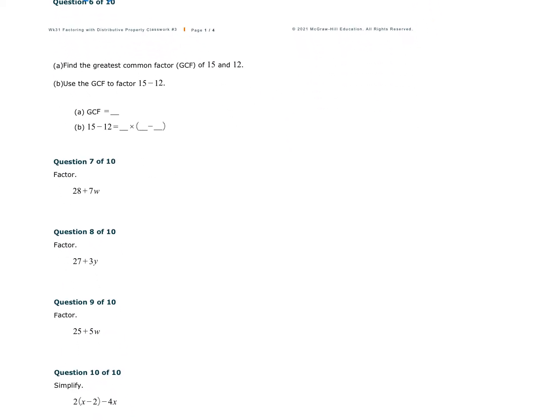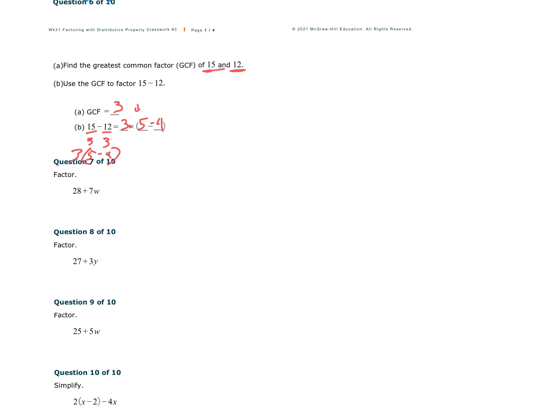Okay, let's do another one just like that. Find the greatest common factor of 12 and 15. I could write them out, but I know it's going to be 3. Okay, my greatest common factor is 3. So I'm going to divide both of these by 3. 15 divided by 3 is 5. 12 divided by 3 is 4. 5 minus 4. And I can always check both sides to make sure I'm right. On the left side, 15 minus 12 is 3. On the right side, 3 times 1 is 3. 3 equals 3.